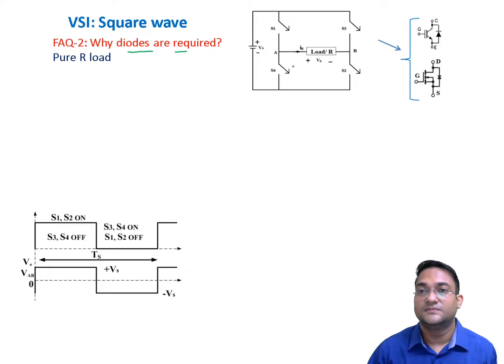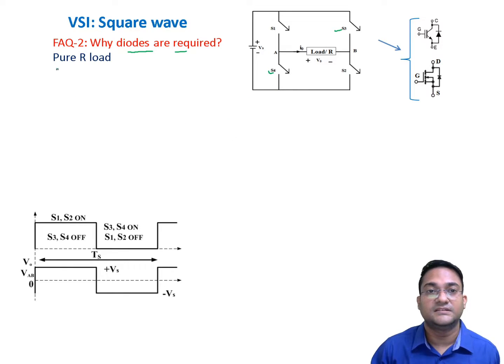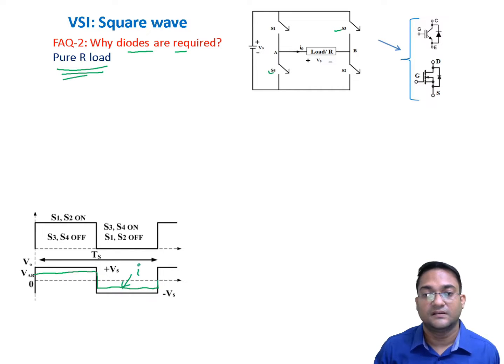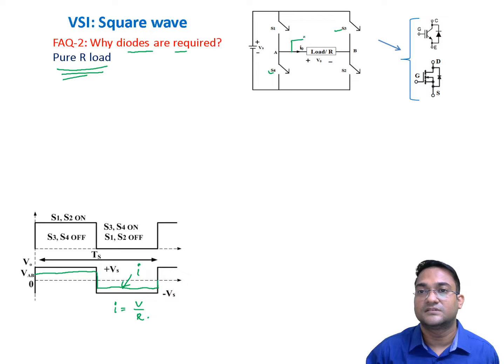Now as you understood, for a square wave switching scheme, if I turn on this diagonal pair S1 and S2, I'll get positive voltage. If I turn on S3 and S4, I'll get negative voltage. Now if I have a simple resistive load, a pure resistive load, right? Then your current will also be similar to your voltage waveform. It will be just a scaled down version, right? So the current will be nothing but voltage by resistance. So for this kind of appliance where you are using just a resistance across the load terminal, you don't need those body diodes.